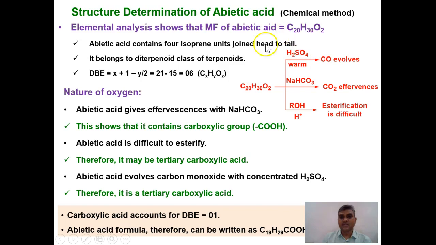It means that it may contain 6 double bonds, or it may contain 6 rings, or it may be a combination of double bonds as well as rings. So in the incoming investigations, we have to find out the nature of this unsaturation.